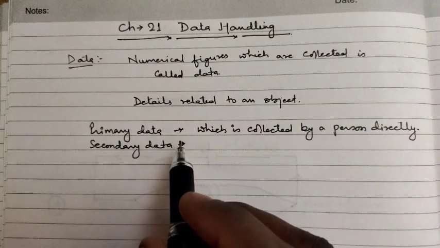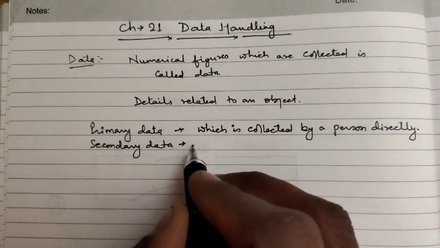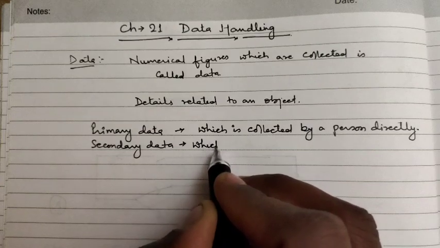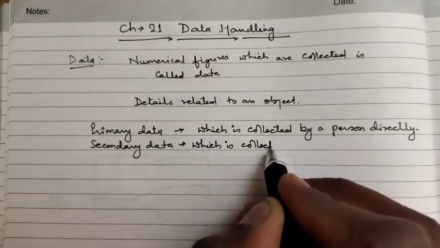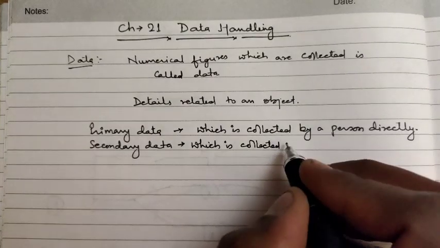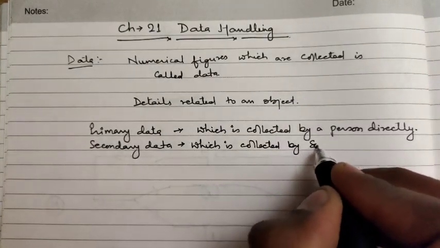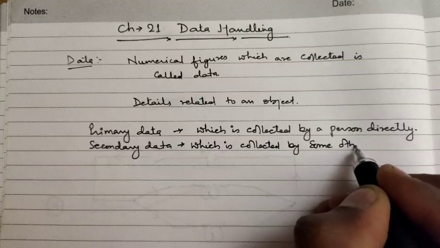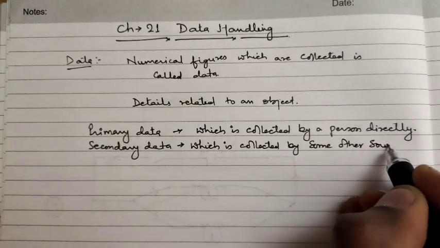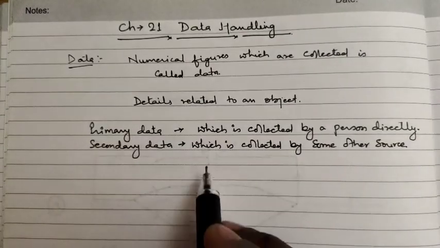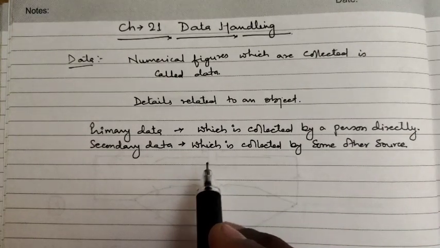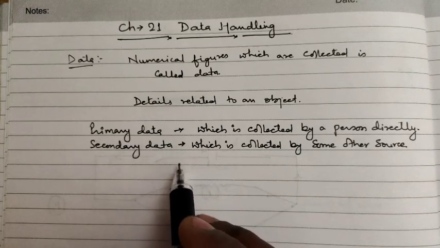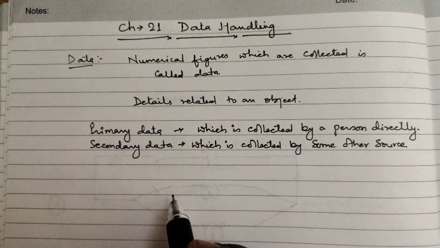That will be known as primary data. Secondary data is data collected by some other source. Suppose your data, I am not collecting directly from you, I am getting it from some other source, that same data will be known as secondary data.